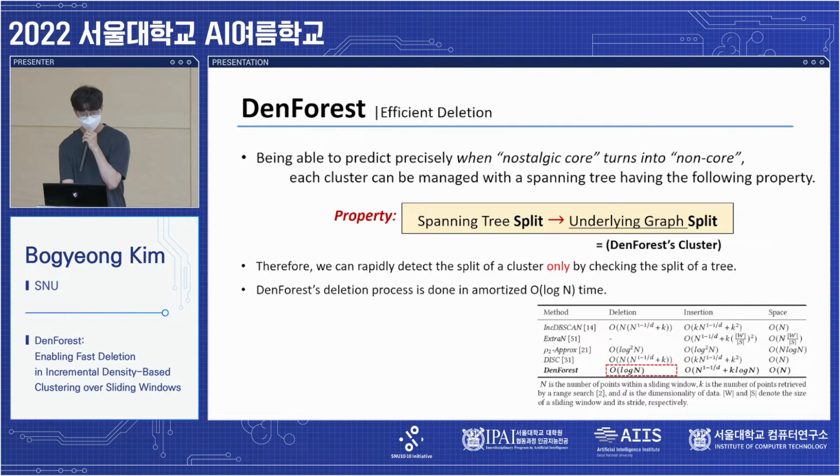Being able to predict precisely when a no-stage core turns into non-core, each cluster can be managed with a spanning tree having the following property: if the spanning tree splits, we can know that the underlying graph also splits. Since the split check of the tree is far easier than the split check of the graph, we can rapidly detect the split of a cluster. And with that property, a DenForest deletion can be done in amortized log n time, which is far faster than previous methods.